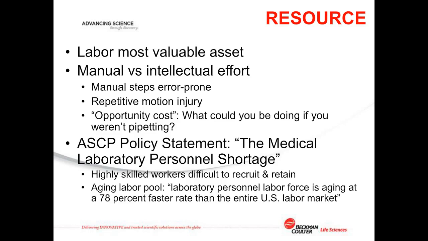We also have an aging labor pool, and I will say I find this quote sort of funny. It says laboratory personnel labor force is aging at a 78% faster rate than the entire U.S. labor market. This does not mean that we're actually getting old more quickly than other people, which is reassuring. It just means that on average, we are aging faster. Basically it means that young people are not entering the labor pool. And this is lab personnel overall, not just flow cytometry, but all labs.